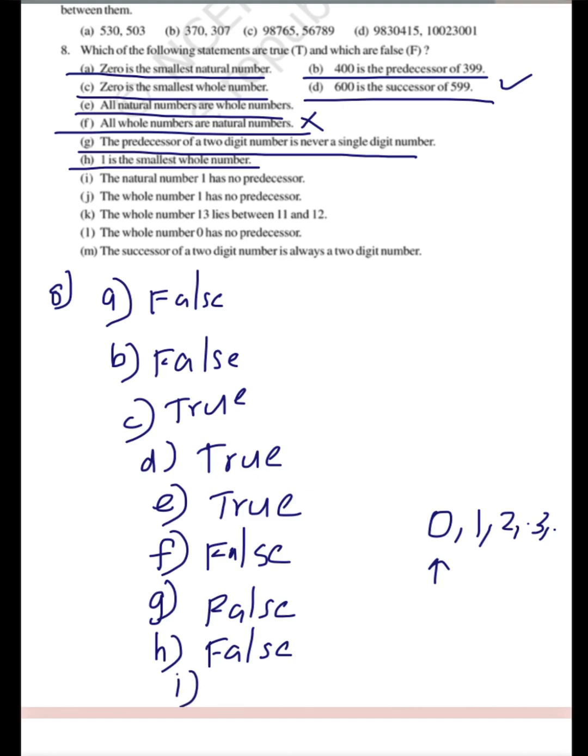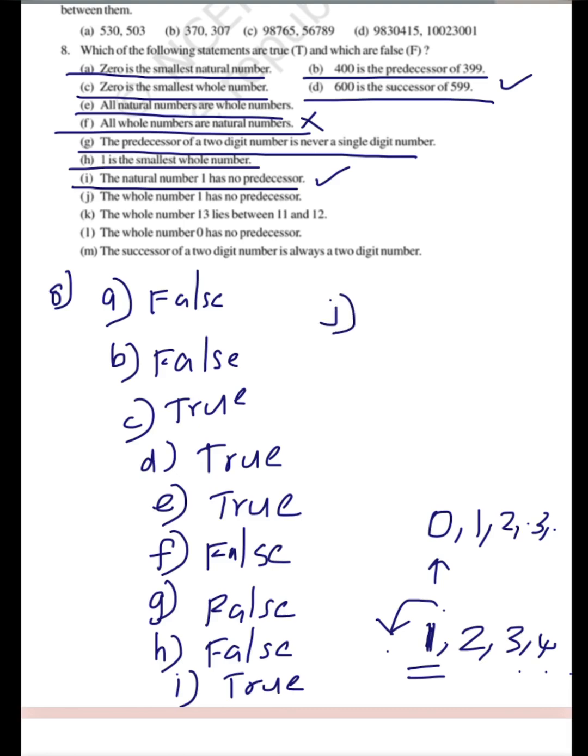Now I. The natural number 1 has no predecessor. Natural numbers start from 1: 1, 2, 3, 4, etc. So for natural number 1, you cannot see any number before it. That means 1 has no predecessor, so this statement is correct. I is a true statement.